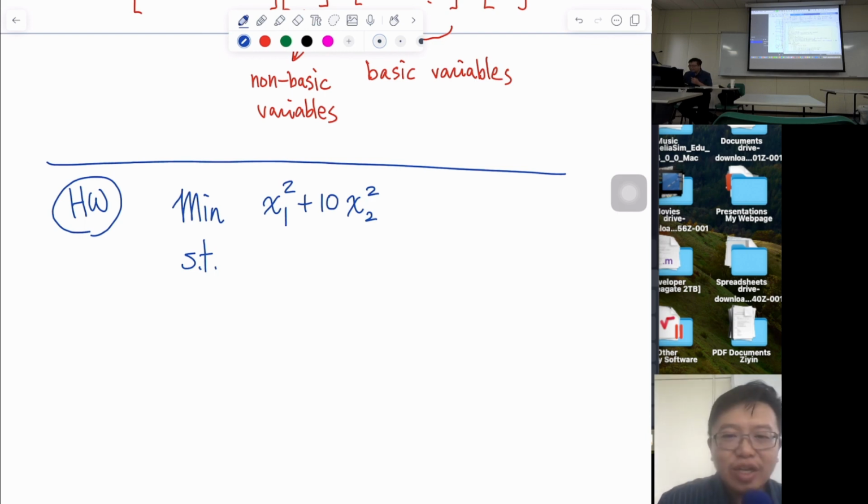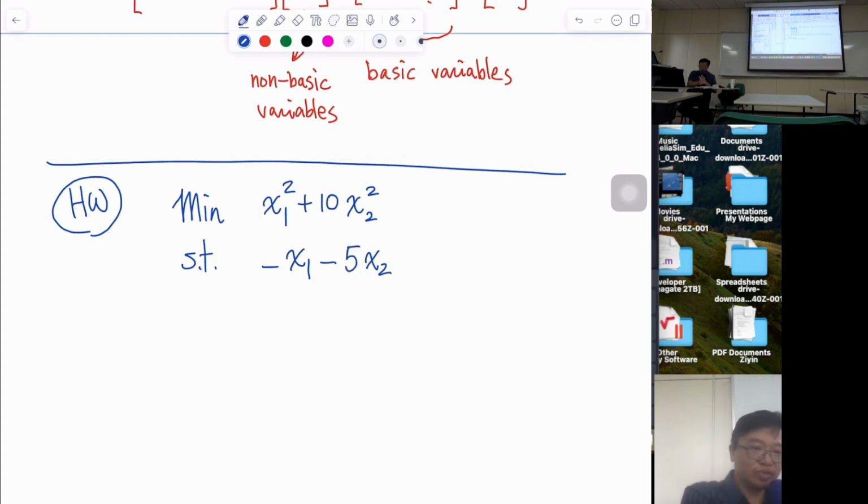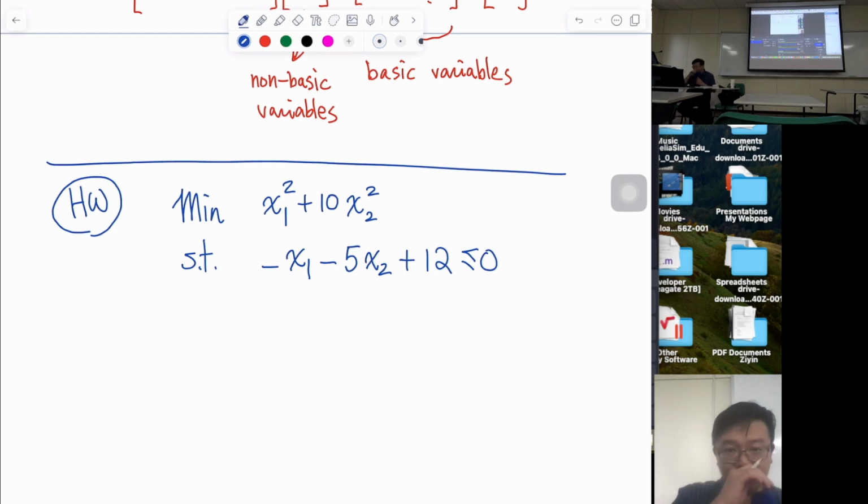Let me double check here. Okay, that's the one. So I will change the value a little bit. The first one: minus x1, minus 5x2, plus 12, smaller than 0. So one constraint like this. And let me get an equality constraint like this.